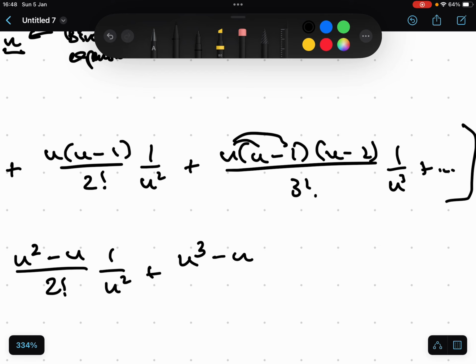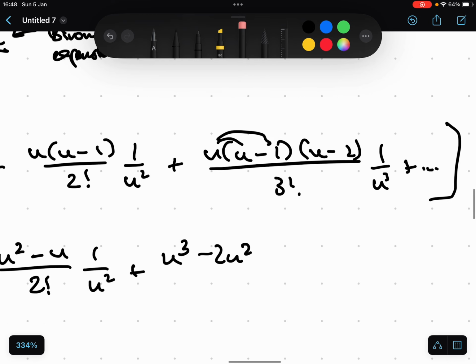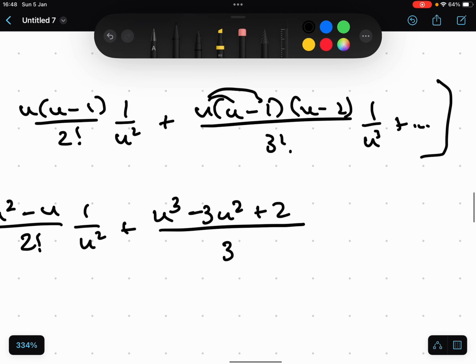And then we're basically just multiplying this by that. So what do we get? We get u cubed times minus 2u squared, minus u, minus u squared again, so I think it's minus 3u squared. Sorry about that. And then plus 2, all over 3 factorial times 1 over u cubed, and so on and so forth. Okay, there we go, we got that done.